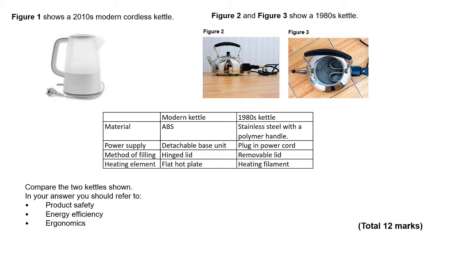So first one, to compare the two kettles shown, in your answer you should refer to product safety, energy efficiency, and ergonomics. So it's giving you a bit of information already. It's already told you what materials it's made from. It's told you power supply, it's told you the method of filling, and it's told you how it heats up, and it's giving you two clear pictures.